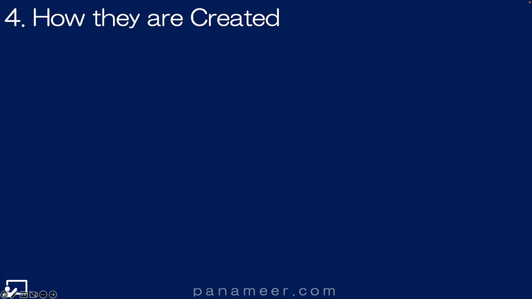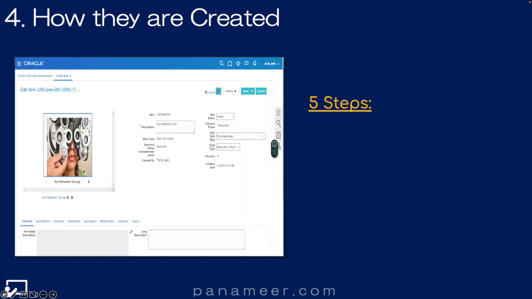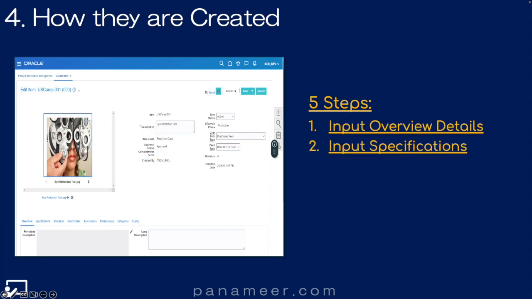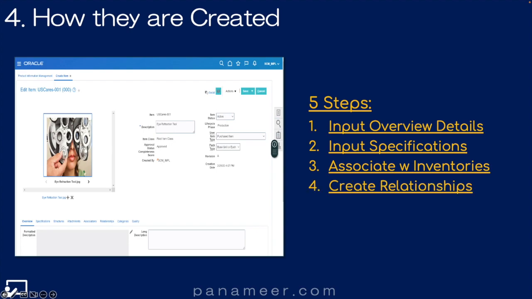Slide 4. How are they created? Items are typically added online, interfaced, and/or converted. When added manually, the high-level steps are as follows. Input the overall details, then input the specs for that item that make it unique. Associate with an inventory or more than one inventory. Create relationships so you might relate it to different items as a substitution. Tag with item or purchasing categories.